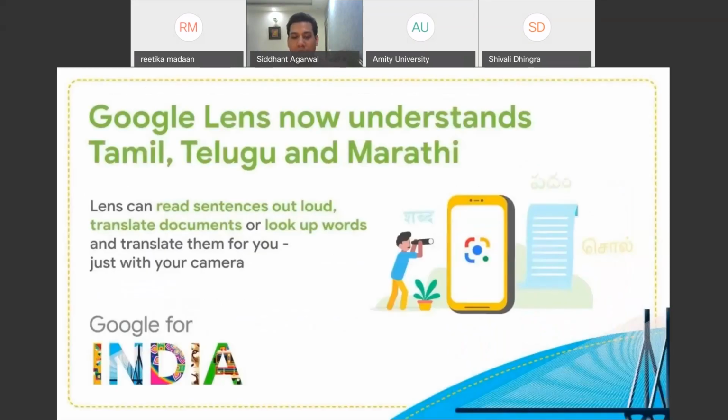Google Lens, if you have ever tried Google Lens, it can now understand vernacular languages like Tamil, Telugu, and Marathi. For those of you who don't know Google Lens, it basically translates text. You just point your phone camera at any banner or any document or anything else, and it translates the text in real time.